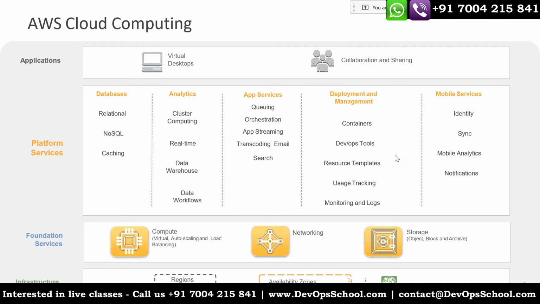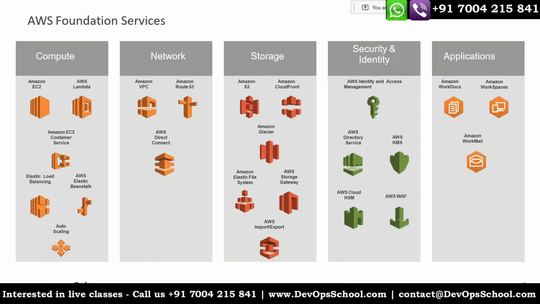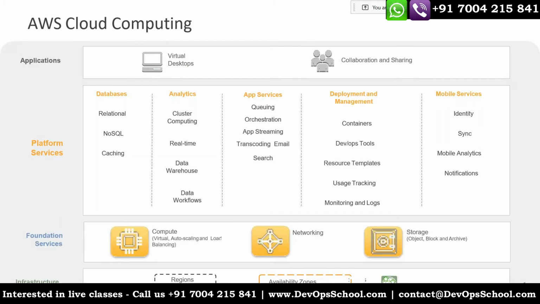And on top of that is application, which can be software as a service. So in AWS, you can get software as a service also. That means everything is available on AWS. You just have to consume it, just like Gmail is software as a service. Now, under the foundation services, that's what I'm talking about. That's the focus for the training, foundation services.